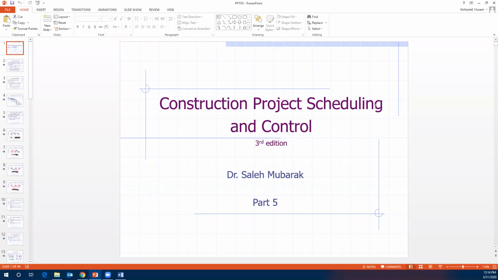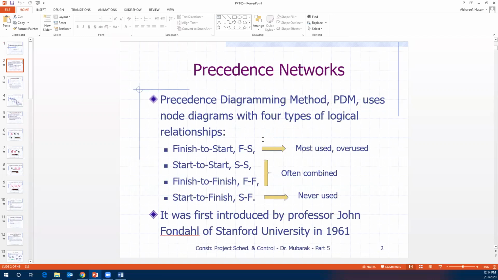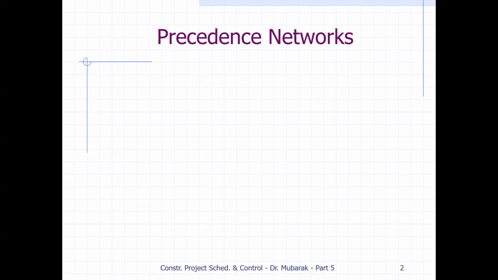Hello, everyone. Today we're going to talk about Chapter 5, which is the Precedence Network. This is one of the most important chapters in scheduling, because through this chapter you will learn how to use the four relationships of the connection or the diagram, which we'll talk about here. So with that, let's go ahead and get started.